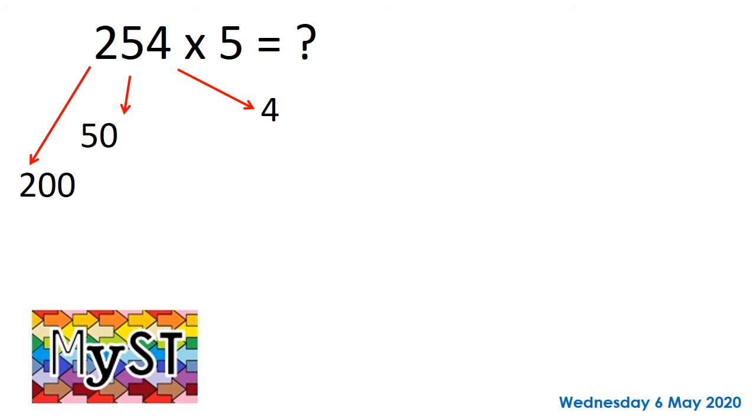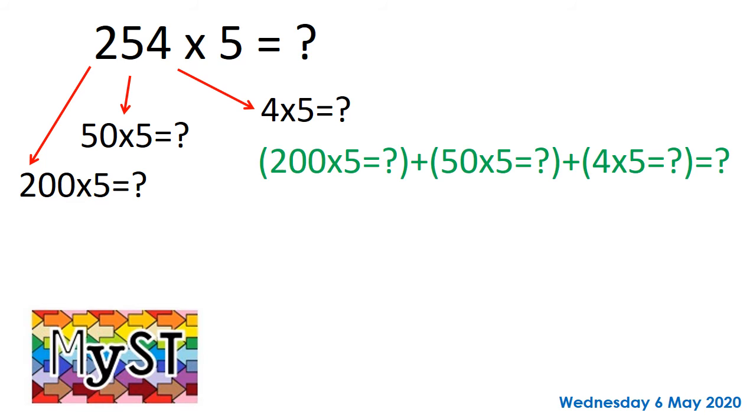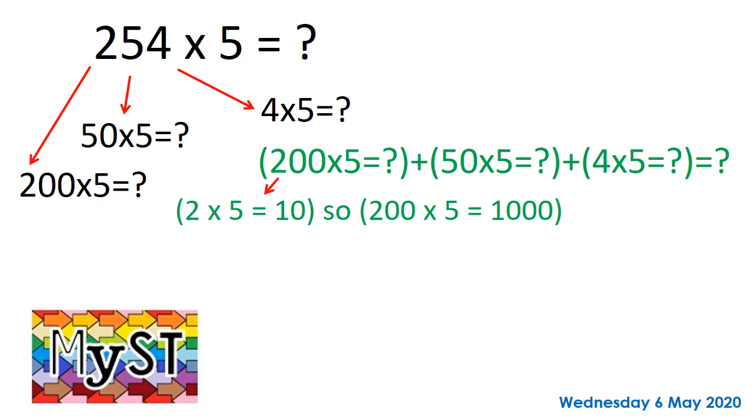Remember, it's not the 254 being turned into 200 or 50 or 4. Those are groups of 5. You're being asked, what is 200 groups of 5? What is 50 groups of 5? What is 4 groups of 5? Remember, in multiplication, you must always remember that. It's not like addition. And so then we write it out as a mathematical question. We're going to solve these problems and add them together.